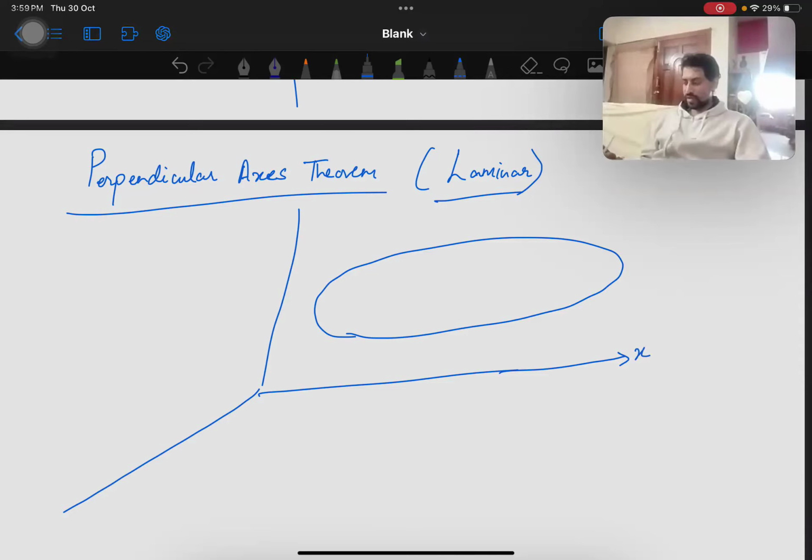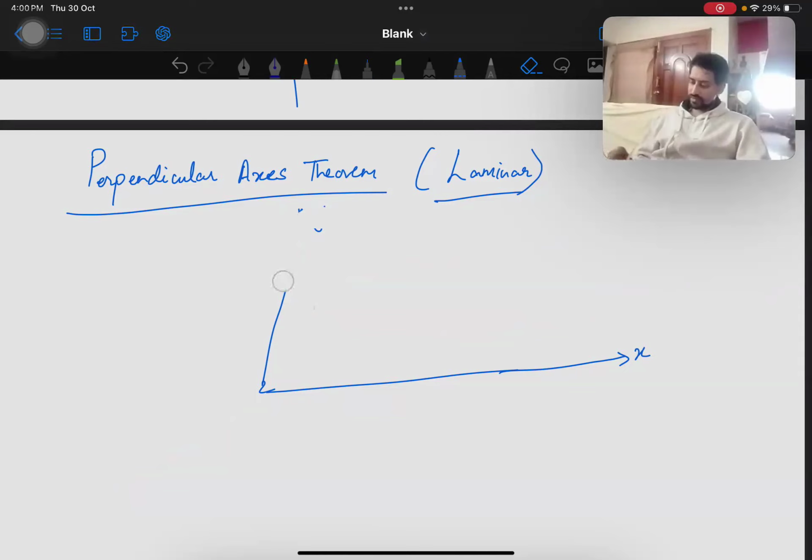Fine. And for convenience, let's take this as the x-axis, the y-axis, and this one as the z-axis, the one which is perpendicular to the x and y. Fine. Let's draw it this way. It would be convenient for us this way. Fine. Okay.